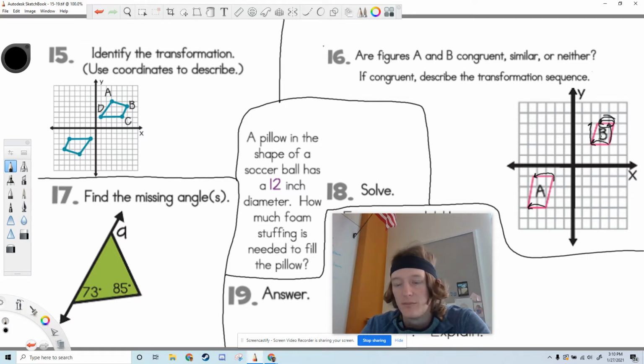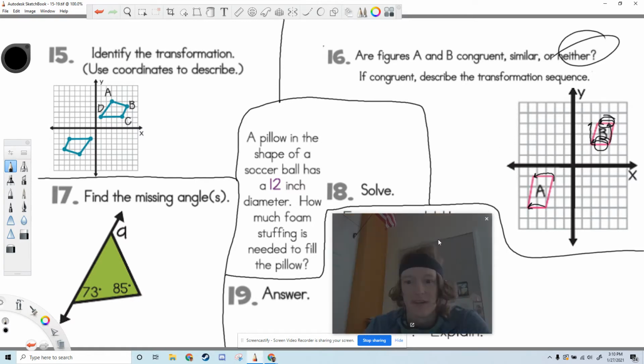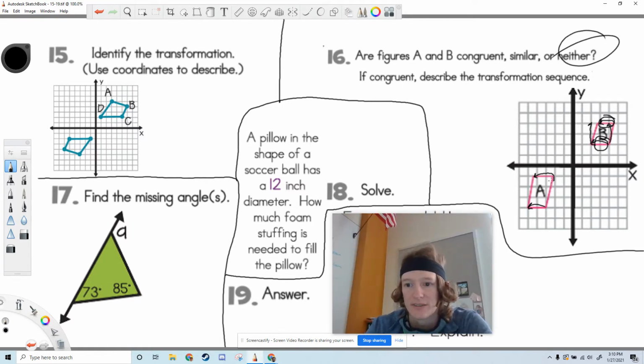On this shape B, the base and the height are only 2, whereas this one's 2.5 and 2. So we got problems there. They're not even the same shape. One of them's wider on the top than it is on the bottom.